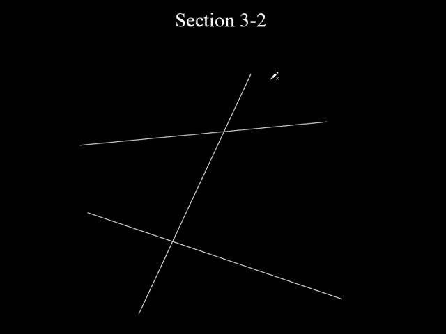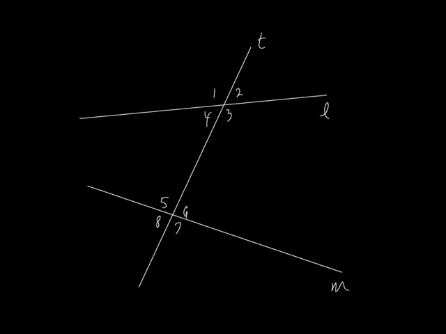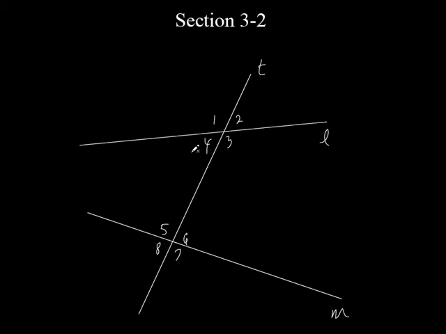So this would be our transversal. We'll call this transversal T. And we'll call this line L and line M. And we had a bunch of angles, didn't we? 1, 2, 3, 4, 5, 6, 7, 8. And we found a relationship, or a name of the relationships between these angles right here.